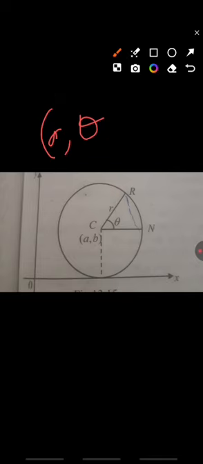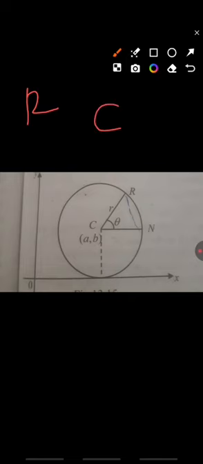So here, let's consider the diagram. This diagram describes a circle. Now, there is a point R on the circumference, and it also has center C. I said in our earlier lessons that to be able to write the equation of a circle successfully, you need to know the coordinates of the center of that circle and then the radius as well.